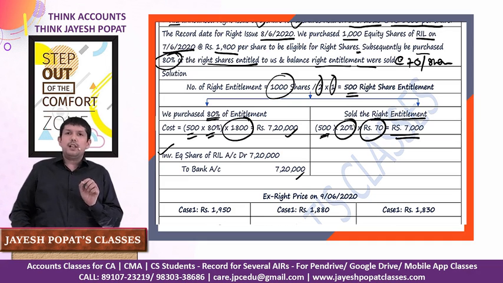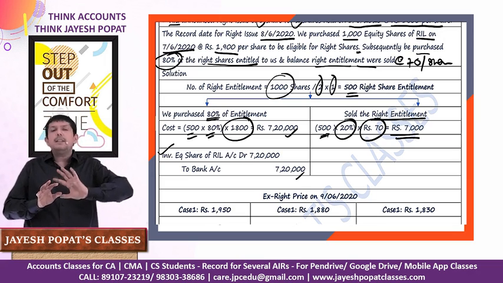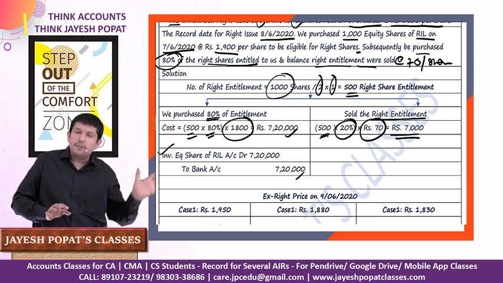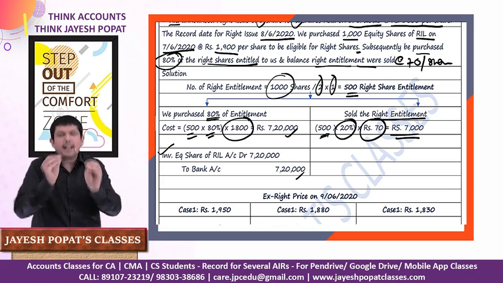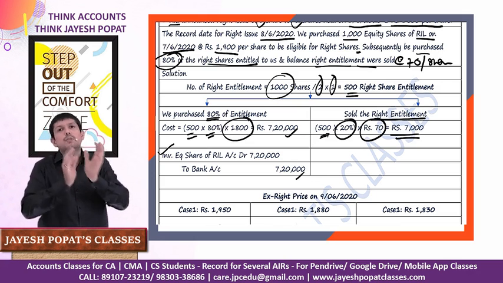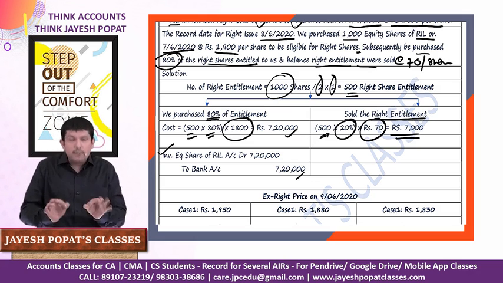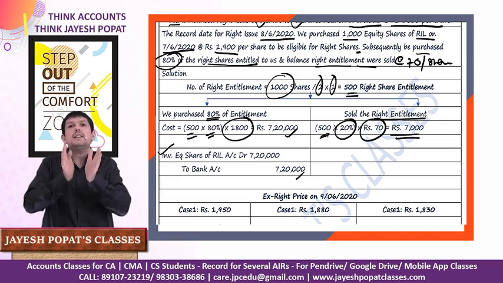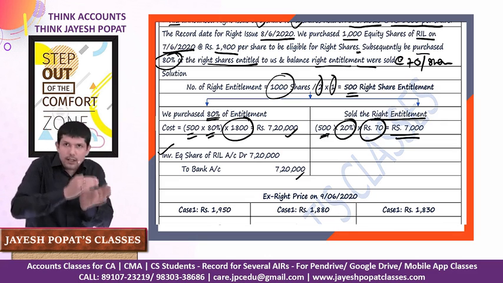Now what we need to see is that since we have purchased in the cum right period, had it been that we were holding these shares even before the right issue was announced, we don't need to do this treatment. Directly the renunciation proceeds will go to the statement of profit and loss. This treatment we have to do only because we have purchased the shares in the cum right period. We have purchased it at a cum right price. So we need to be careful.